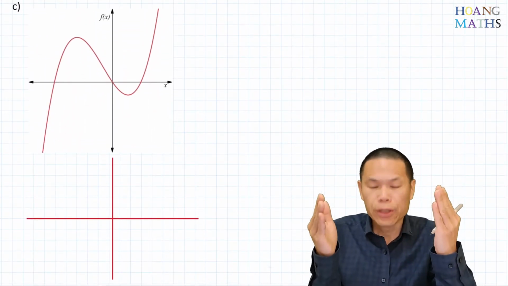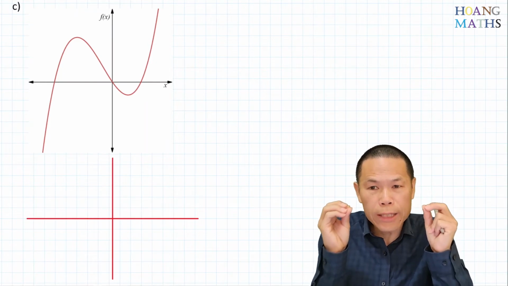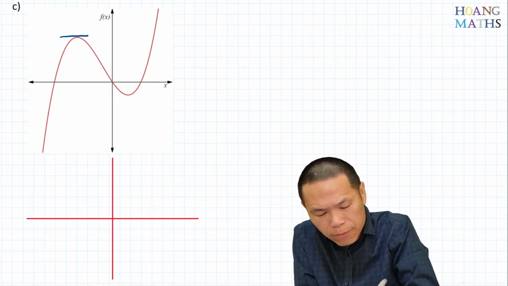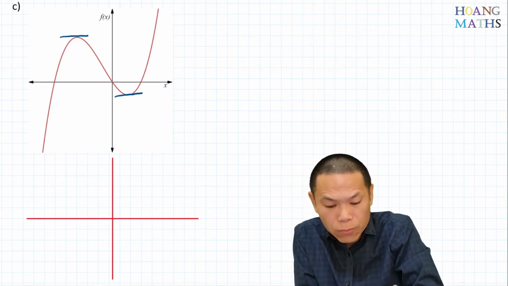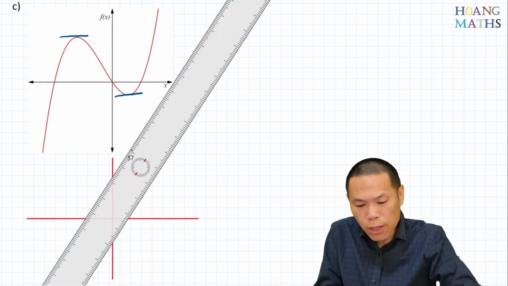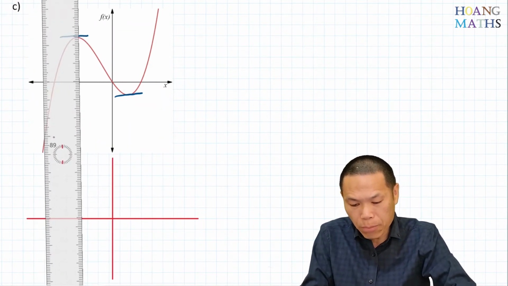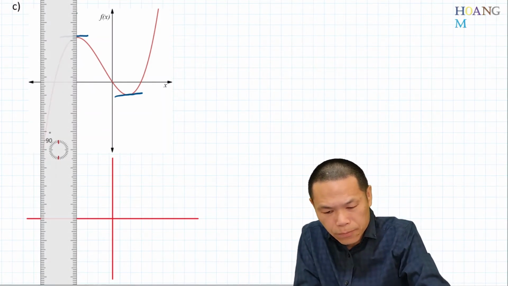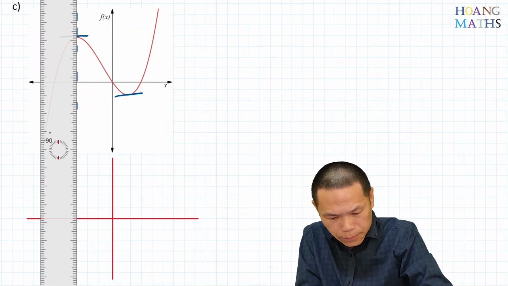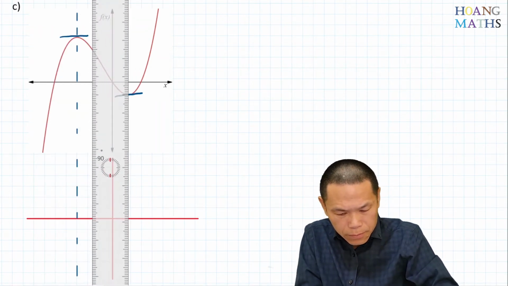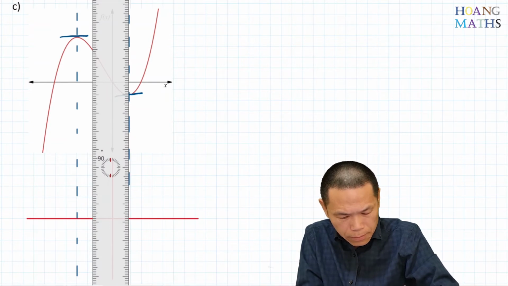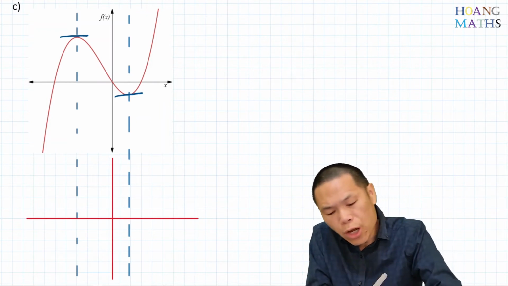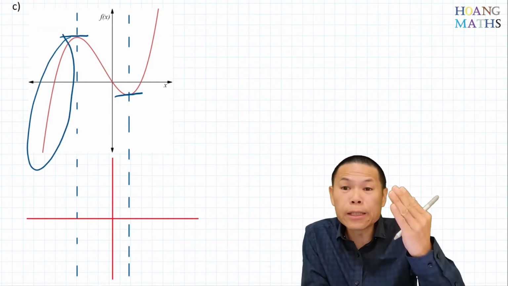Now, third one. Similarly, to do this, we need to identify the zero gradient first, okay? At this point here, we have a zero gradient. The gradient is equal to 0. Let me just use a ruler to line up first. Very important, step number 1, I identify the 0 gradients first. There you go.